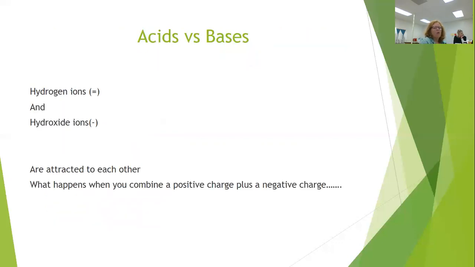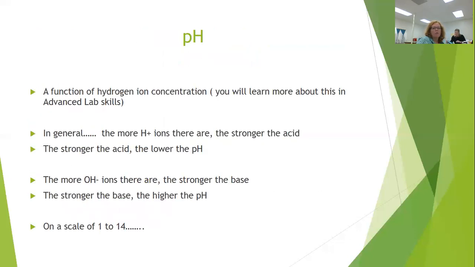Okay, so obviously the plus charge from the hydrogen ion and the negative charge from the hydroxide ions attract each other, and when you combine them, you get a neutral charge.